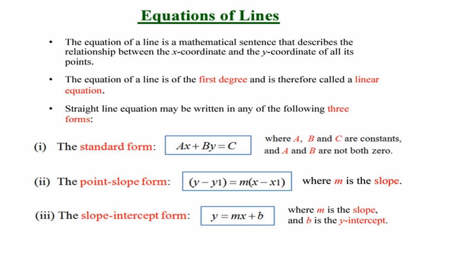The second one is the point-slope form, y minus y1 equals m times x minus x1, where m is the slope and the point x1, y1 is any point on the line. And the third format is y equals mx plus b. In this format, we can easily find the slope of the line. This m is the slope of the line, so the slope is always multiplied with x. And b is the y-intercept, the point where the line passes through the y-axis.